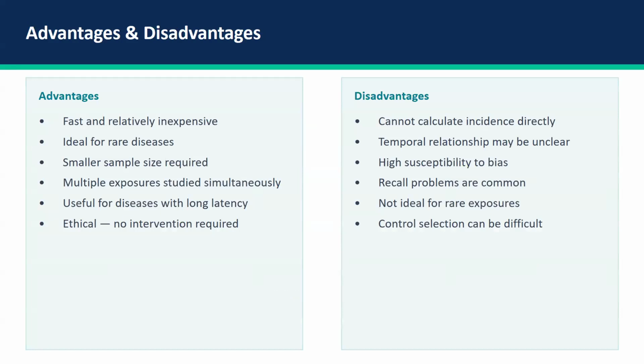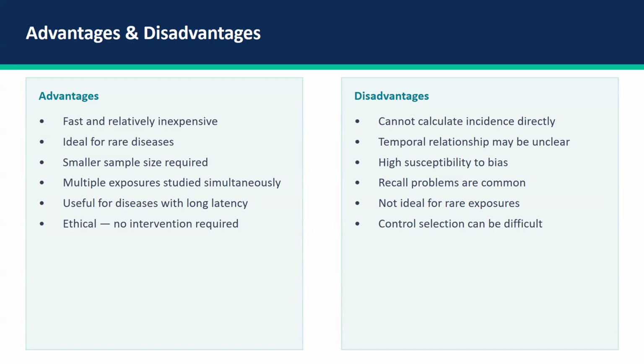So the advantages of a case control study is that it is a fast and relatively inexpensive method. This is ideal for rare diseases. Smaller sample size is required. Multiple exposures can be studied simultaneously, and this is useful for the diseases with long latency period. And ethically, there is no intervention required.